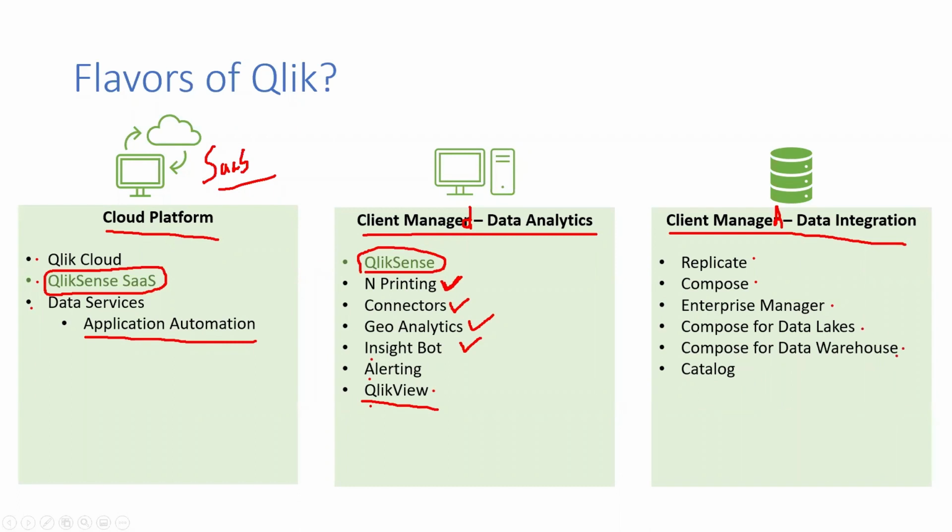Now, there are a few features on the data integration side, that is Replicate, Compose, Enterprise Data Manager, Compose for Data Lake, Compose for Data Warehouse, and data cataloging. So Qlik is not just Qliksense. There are so many other offerings from Qlik. There are things on the data integration side, right? There are things on the application automation side, and then there are a bunch of things which are supported beyond Qliksense for data analytics. Okay. Any question here?